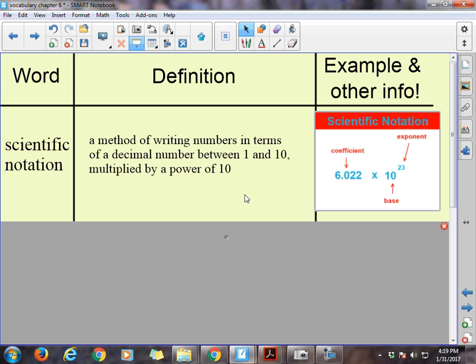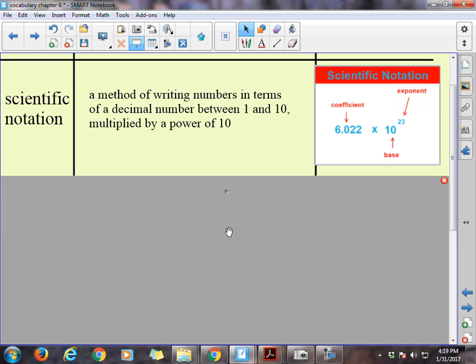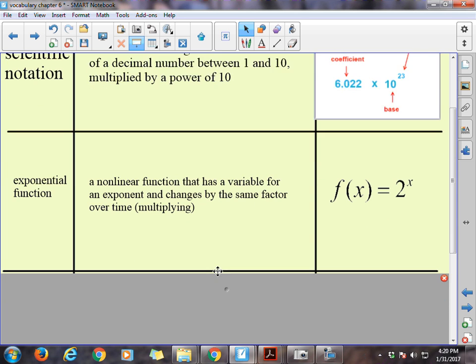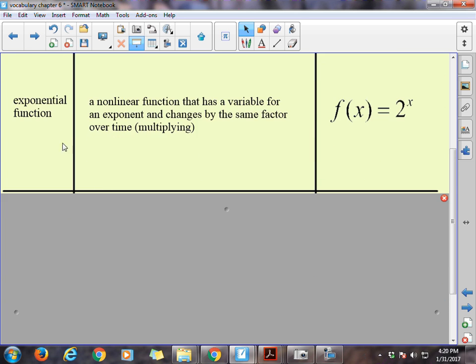You don't use it all the time. You only use it with numbers that are really, really big or really, really small. We'll go over that in class. This is an 8th grade standard, so you should be comfortable with scientific notation. Next one, exponential function. So hit pause if you needed more time with that.